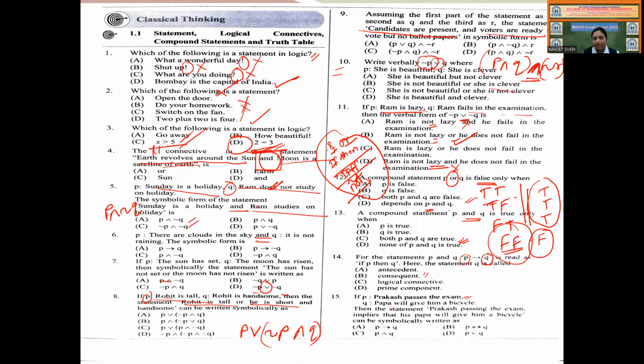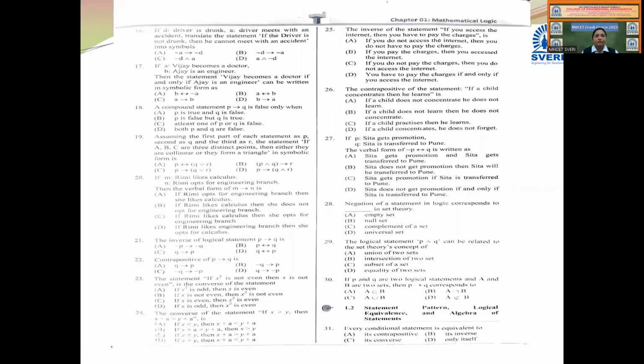Next: Prakash passes the exam, then the statement. Option A. P implies Q. Is it if-then or if and only if? If-then. Only implies, so the double arrow is not there, only a single arrow: P implies Q. Correct? Yes, ma'am. Good. Chalo, next.